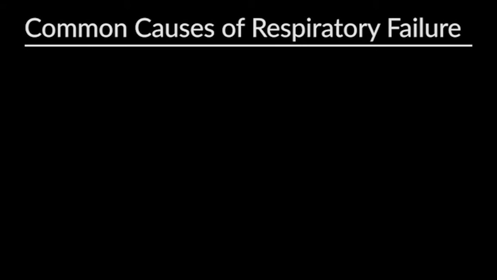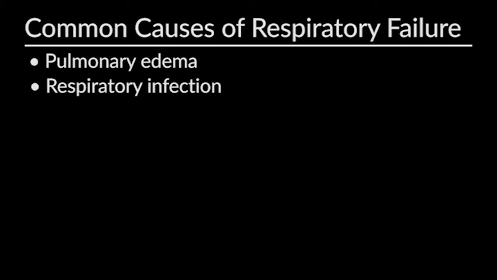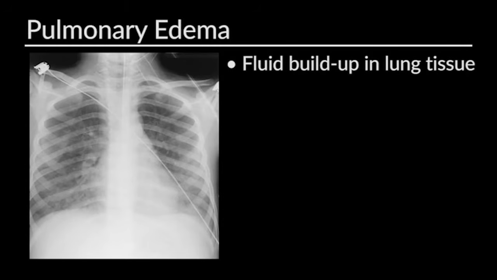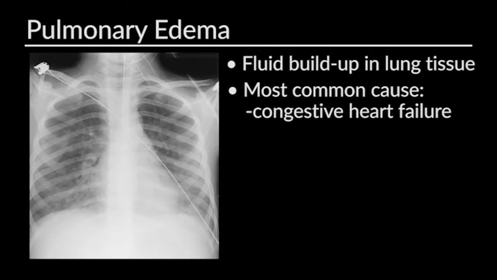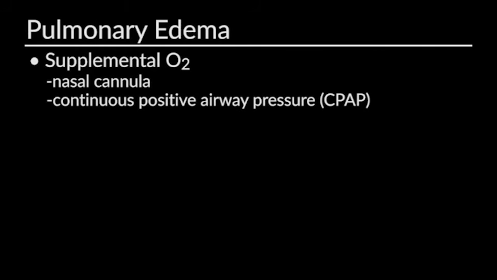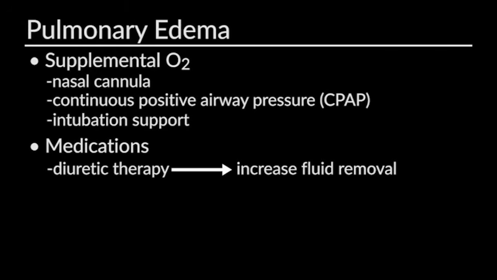Some common causes for respiratory failure include pulmonary edema, respiratory infections, and stridor following extubation, along with pleural effusions. Pulmonary edema is the buildup of fluid in the tissue of the lungs, most commonly caused by congestive heart failure. The management of pulmonary edema includes adding supplemental oxygen via a nasal cannula or by providing CPAP, continuous positive airway pressure, or intubation support. You can administer medications including diuretic therapy to increase fluid removal.